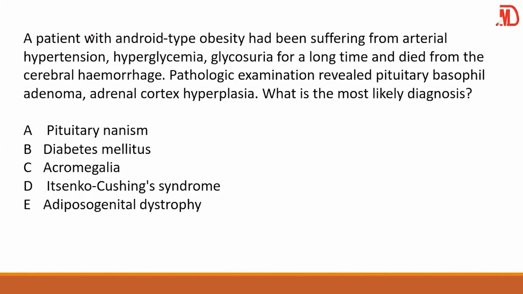Oh, another easy question again. A patient with android type obesity, suffering from hypertension, hyperplasia, glucosuria. Remember, we solved an almost similar question. Now look at the cortex. Hyperplasia of the adrenal cortex. So again, what comes to mind? You are thinking of Cushing syndrome, Cushing disease. Where there will be an increased amount of cortisol. So please don't get confused. Your answer is D.